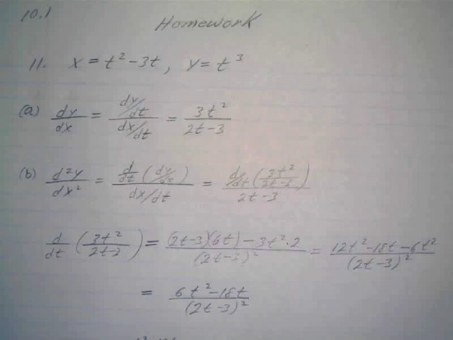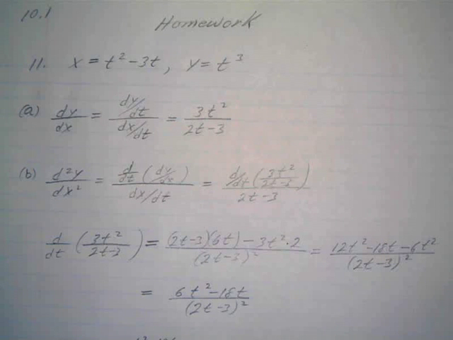Here's some more problems from section 10.1. This is number 11, and again we want to find dy/dx, and then we want to find d squared y/dx squared, or the second derivative with respect to x. So we've got our two parametric equations, x equals t squared minus 3t and y equals t cubed.